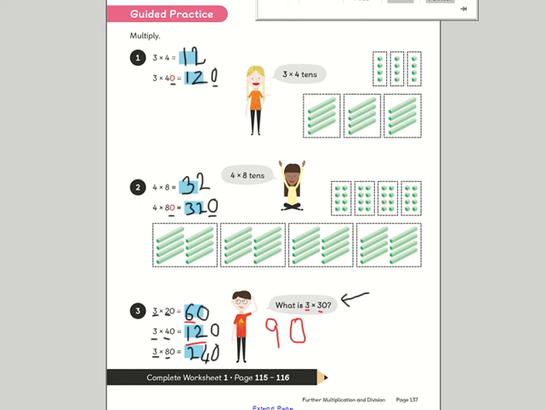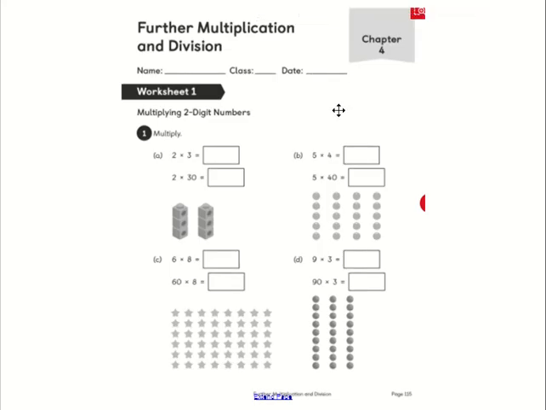Okay, what we're going to do now is move on to doing the worksheet. So can you open up your Maths No Problem book to page 115, please? Okay, so remember, we're using the first number sentence to help us work out the second number sentence because it's going to be 10 times bigger, and that's represented below in the pictures. Use the pictures to help you.